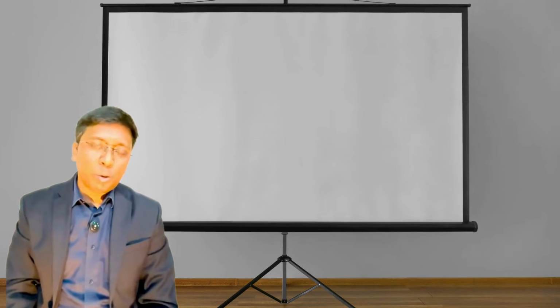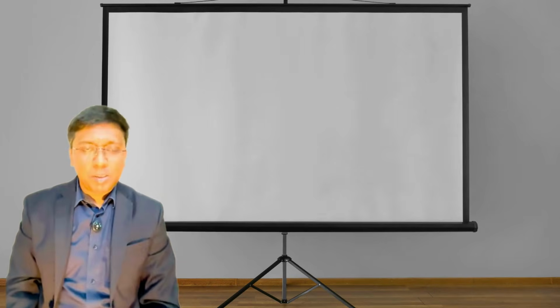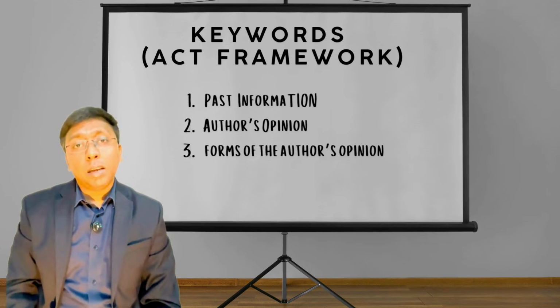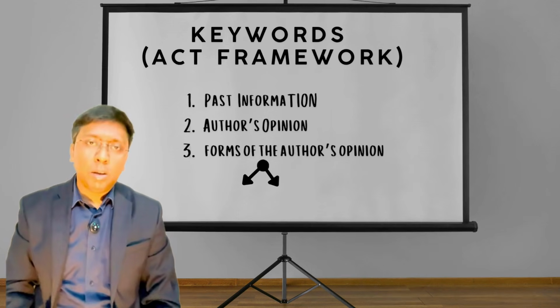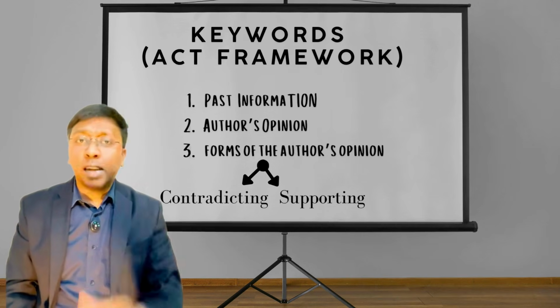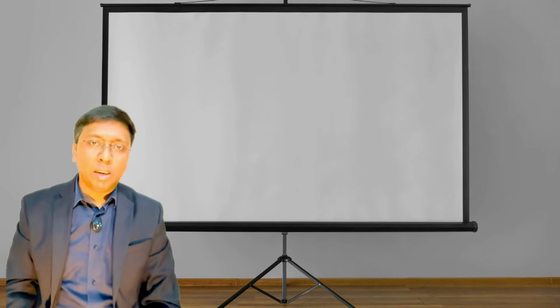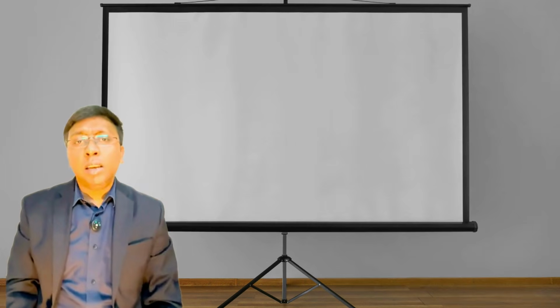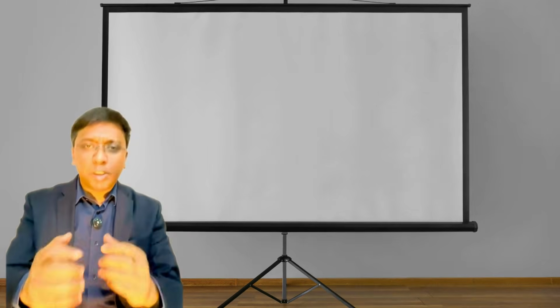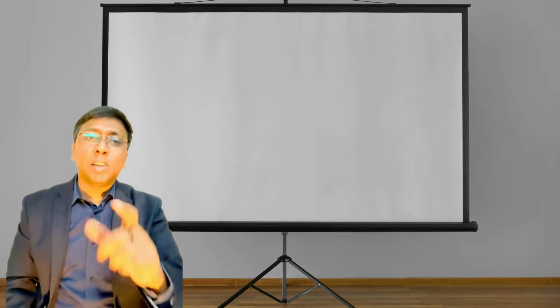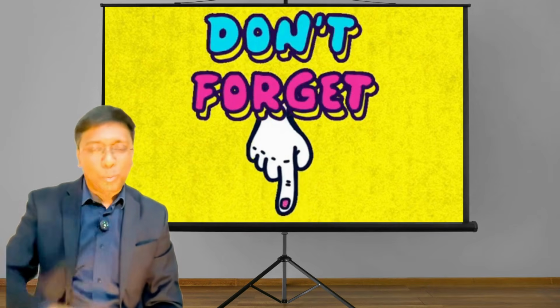Now, during the last lecture, we mentioned past information, the author's opinion, and the two forms of author's opinion, which are contradicting and supporting. I have already mentioned these three terms in the Reading Comprehension Part 1 lecture. In case anyone has not seen the first part, I have again attached a link in the description box below.